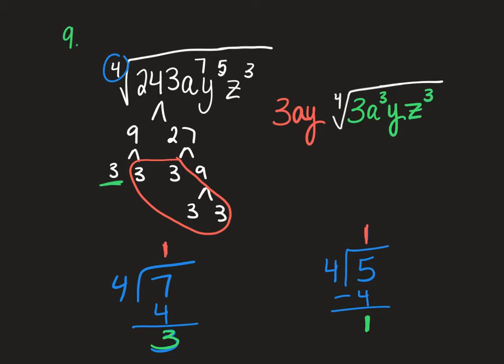Right, so that makes our final answer 3ay times the fourth root of 3a to the 3rd y z to the 3rd. So in order to take something out, the exponent would have to be bigger than the index. Remember, this is the index, whatever that little number is with our radical. All right, next let's look at 13.